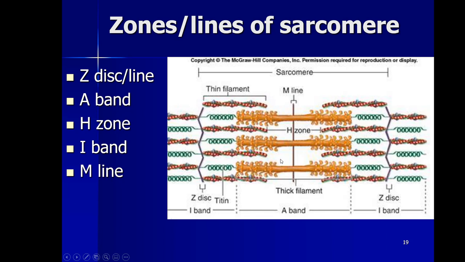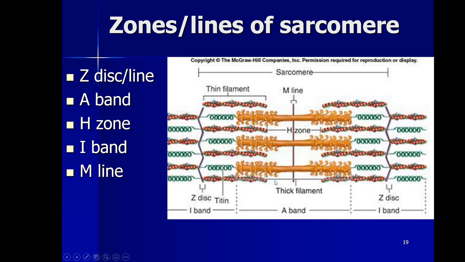The H-zone is this area from here to here. So it's best described as the region of the sarcomere where there is myosin, but there's no actin overlapping it. So H-zone has no actin overlapping it. So it's basically from here to here.